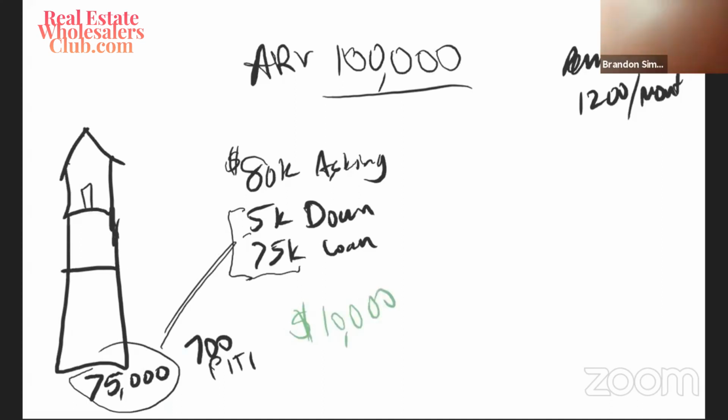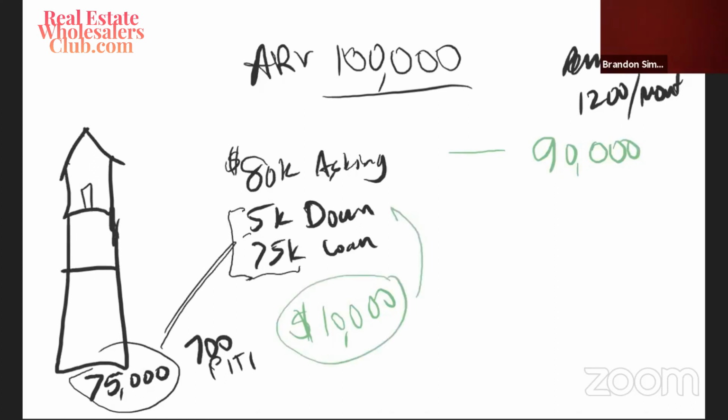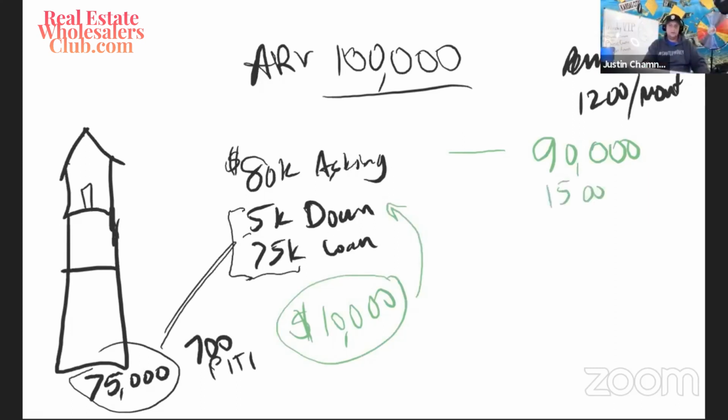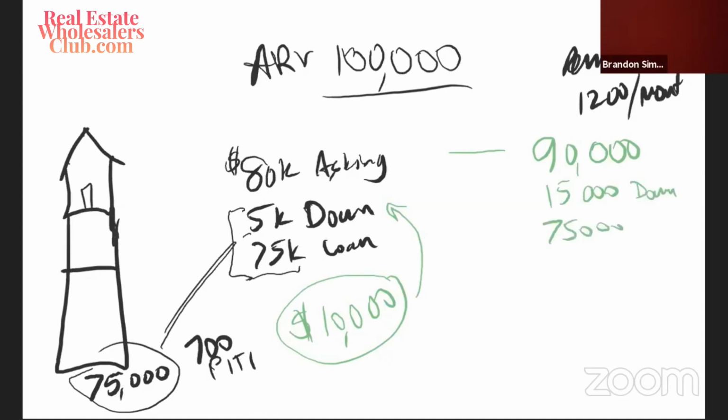So if I need to make $10,000, what is all of this going to look like over here on this side? What's my new asking price? 95. Actually, it's 90, right? But my down payment, this is, I think, where it gets confusing. I need my money up right here, and I need the money for the seller. 15. So 15 down. Yeah. And then the loan balance is 75,000. And then the PITI is 700 a month.